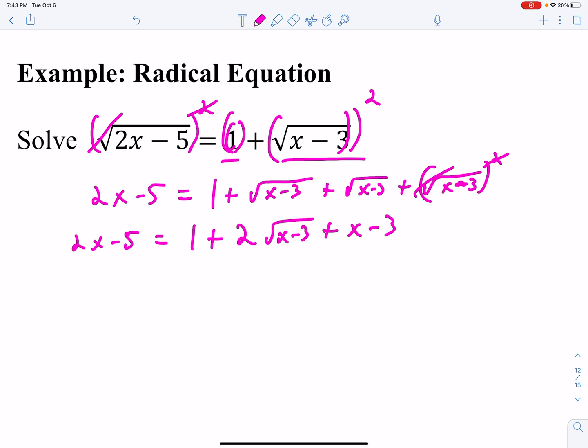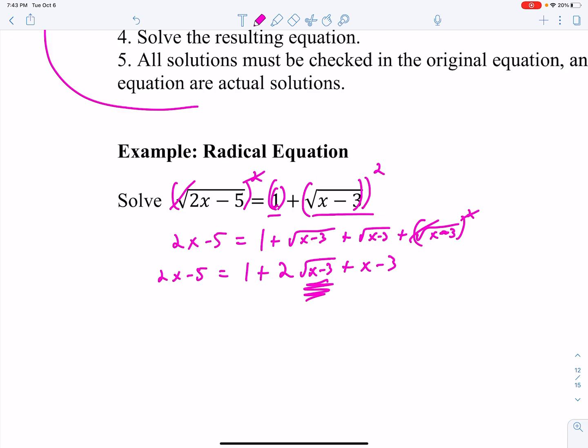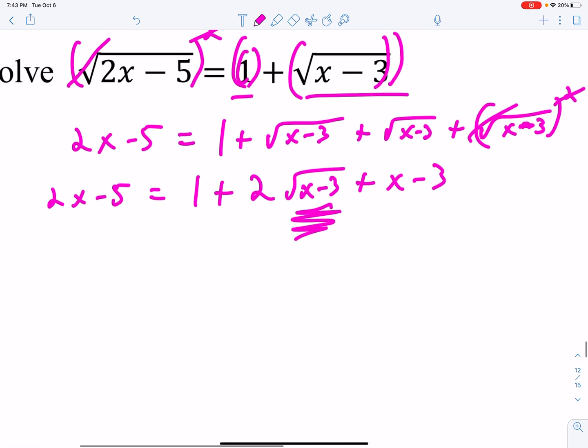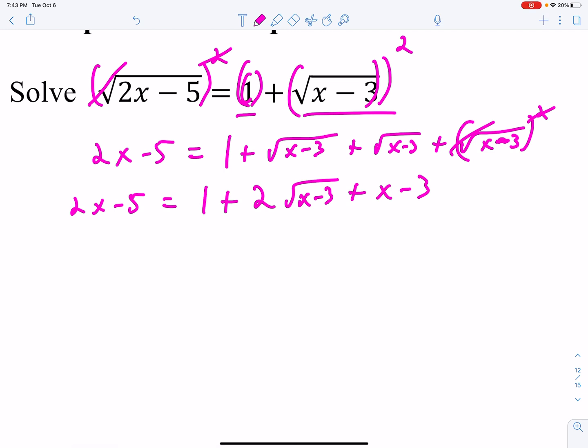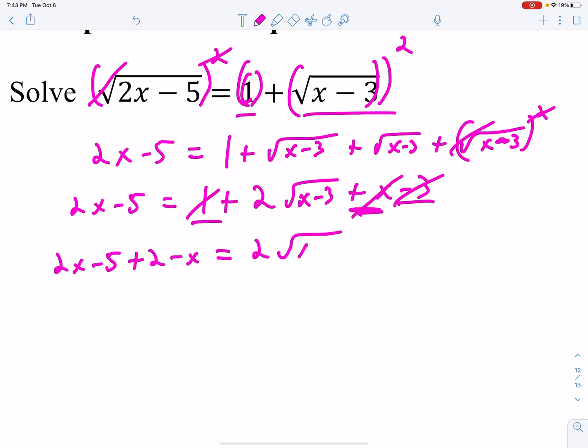So we have a radical again, so we need to follow the process again. We're going to get the radical by itself and then square both sides and see what happens. We're going to get rid of all this extra stuff. 1 minus 3 is negative 2, so we're going to add 2 to both sides. So 2x minus 5 plus 2. That gets rid of these. We've got to get rid of this x, so we're going to subtract x from both sides. So x minus x is 0, equals 2 radical x minus 3.